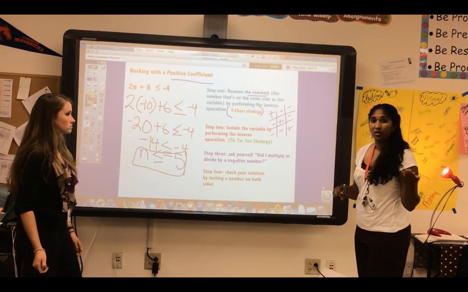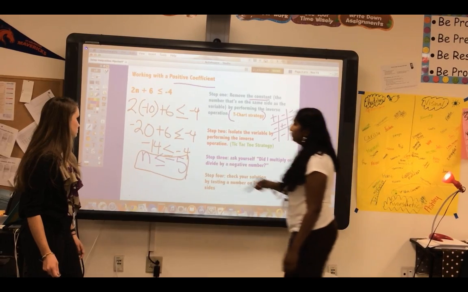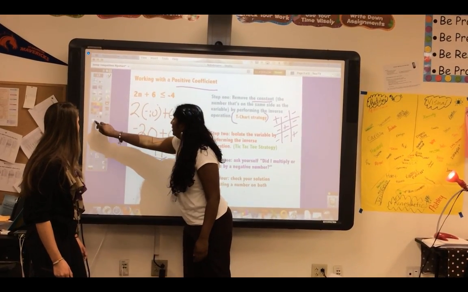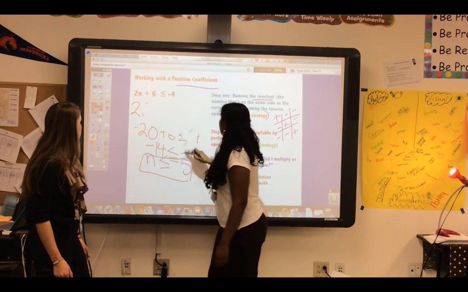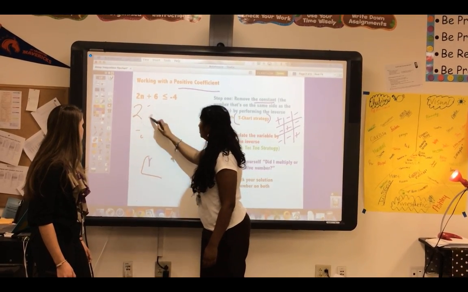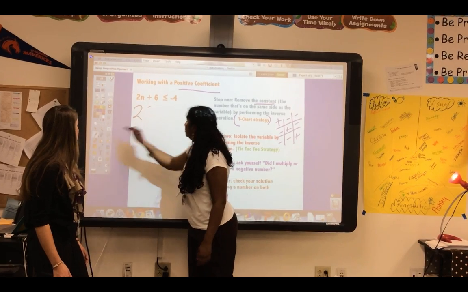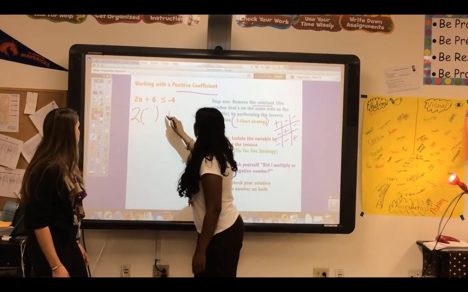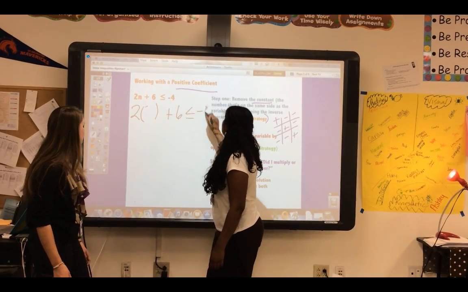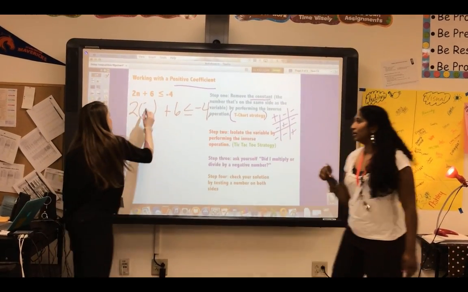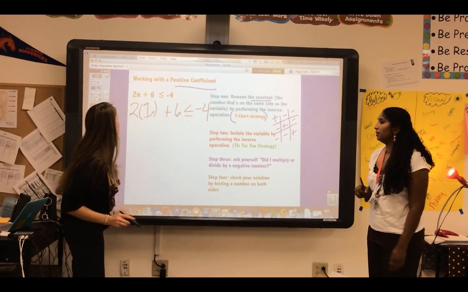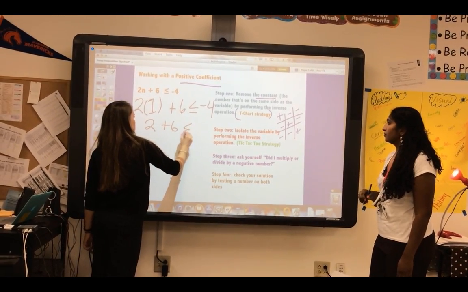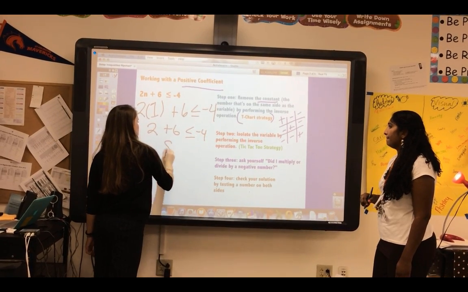Now if we chose a number that was bigger than -5, we could see what happens. So let's choose a number that's bigger than -5. We could choose 1. That's a really easy number to work with. So let's put 1 into our inequality and see what happens. Whoops. This is what happens when you use technology, ladies. Okay, 2 times 1 plus 6. Well, that's easy. 8.